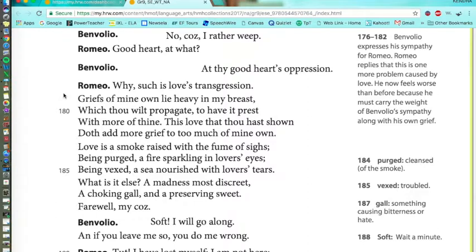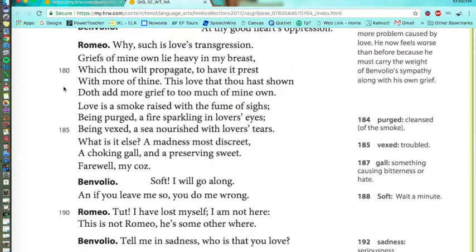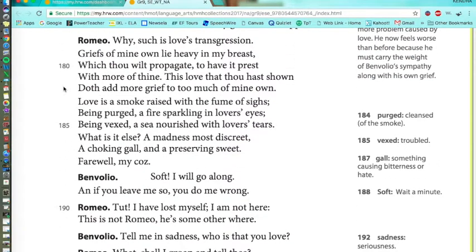Okay, so Romeo replies that this is one more problem caused by love, because Benvolio feels bad for him. He now feels worse than before because he must carry the weight of Benvolio's sympathy along with his grief. So, since Benvolio said he felt bad for Romeo, now Romeo's like, oh, that's just one more thing I have to deal with, that you feel bad for me. So Romeo is very, very emotional, very overly dramatic. So he's having a kind of a rough go.